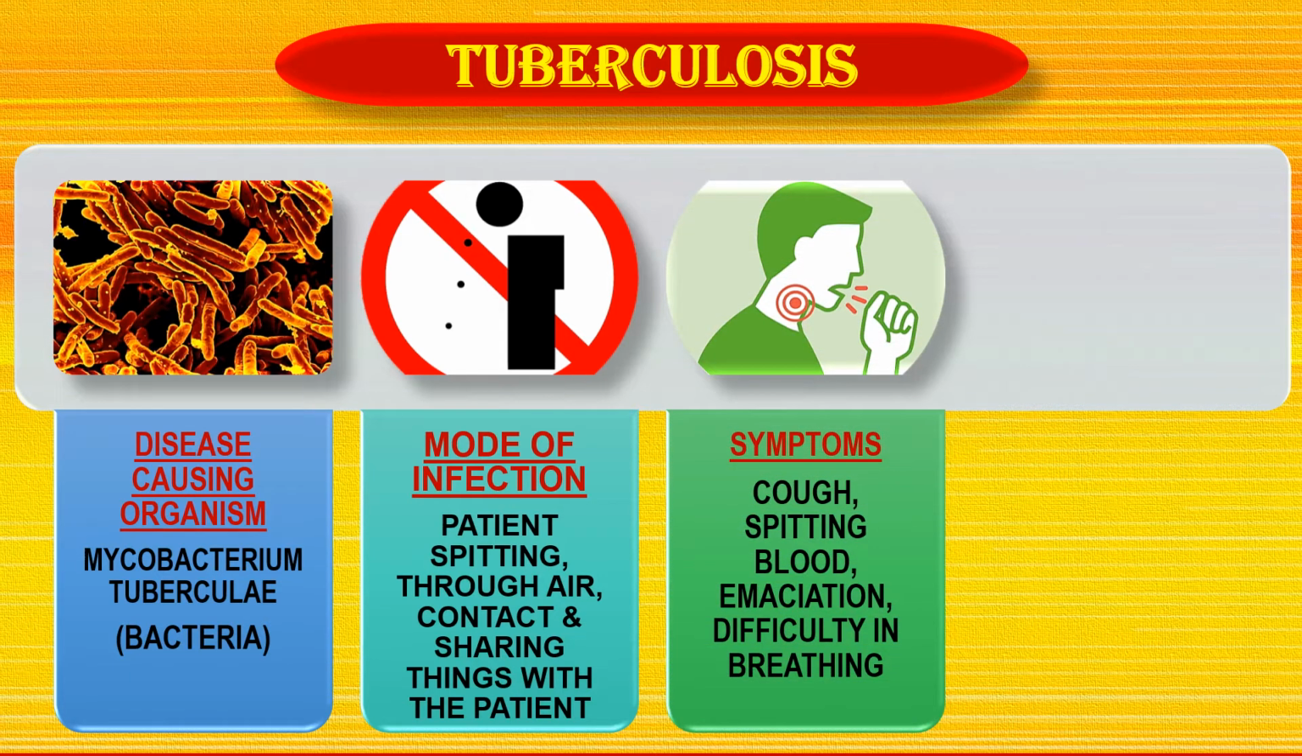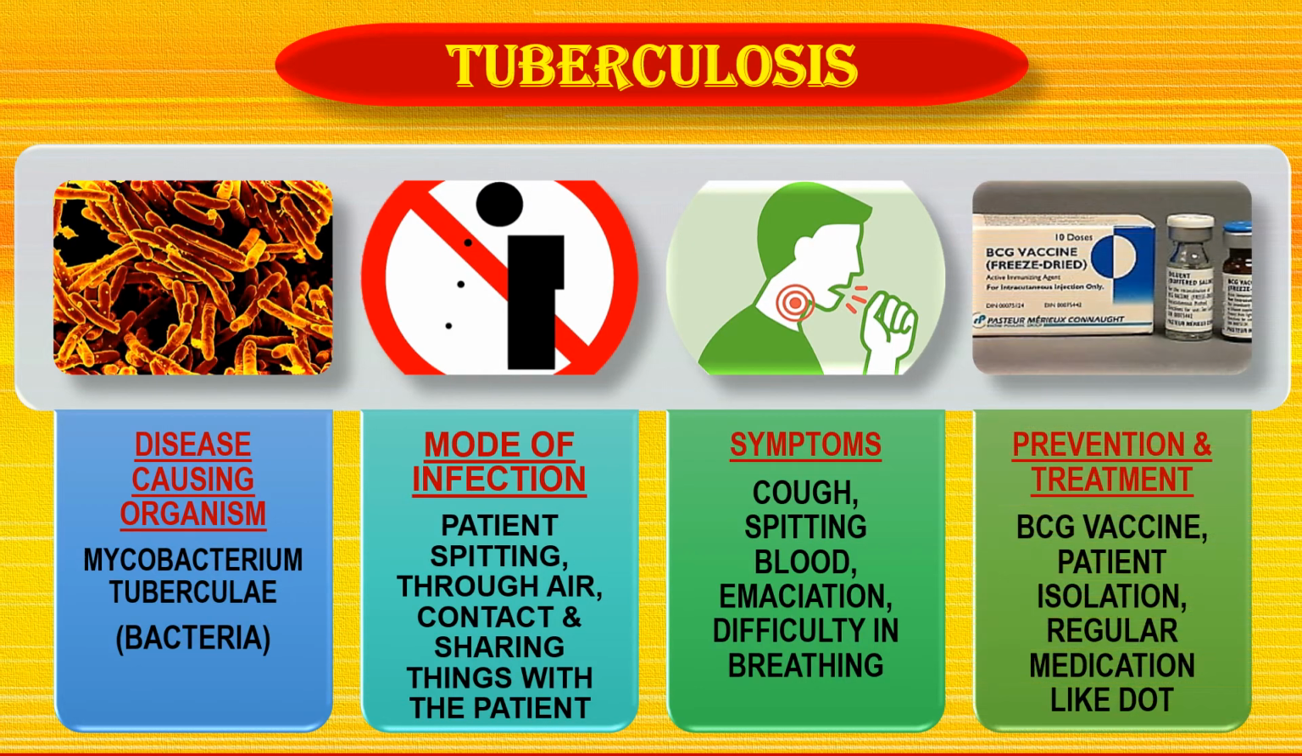What are the symptoms of TB? Cough, spitting blood, emaciation, meaning losing a lot of muscle or weight, difficulty in breathing. Now, how are you going to prevent and treat tuberculosis or TB? One is by BCG vaccine, which is given as soon as the child is born. Patient isolation, meaning keeping the patient who is suffering from TB away from other people in the family. And regular medication like DOT.